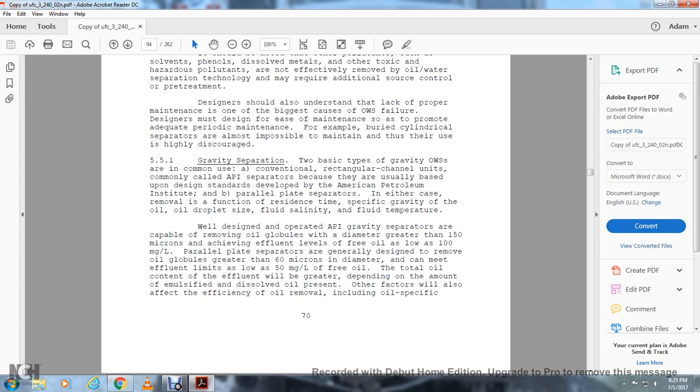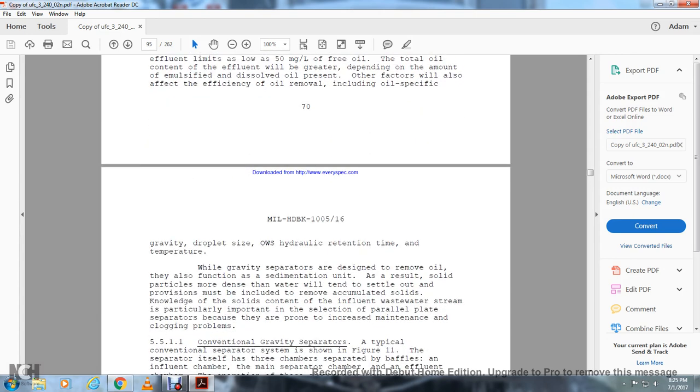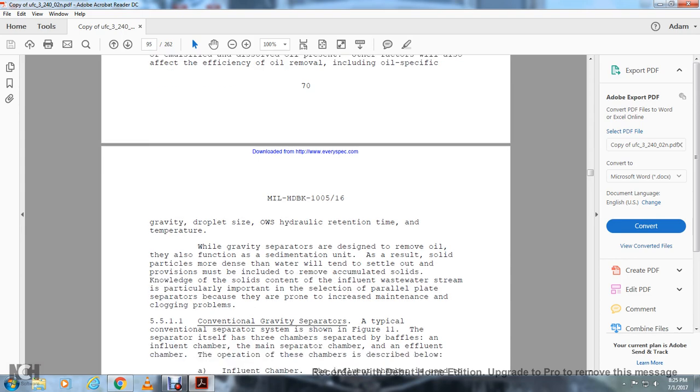Other factors will also affect the efficiency of oil removal, including oil specific gravity, droplet size, hydraulic retention time, and temperature. While gravity separators are designed to remove oil, they also function as sediment traps. The solid particles, being denser than water, will tend to settle out. Provisions may include a means to remove the accumulated solids. Knowledge of the solids content of the influent wastewater stream is particularly important in the selection of parallel plate separators because of their proneness to increased maintenance and clogging problems.